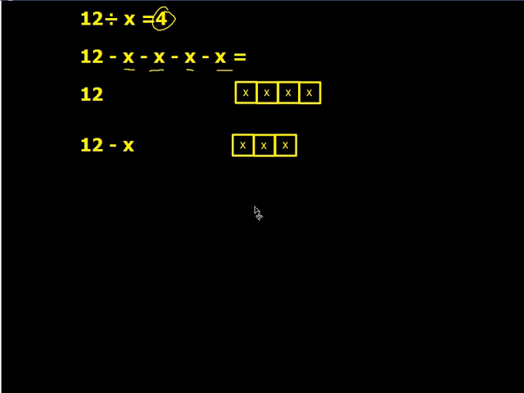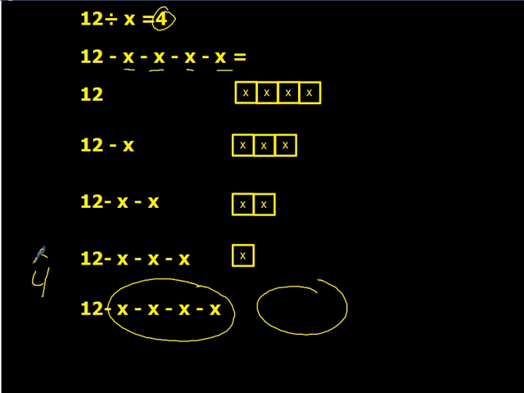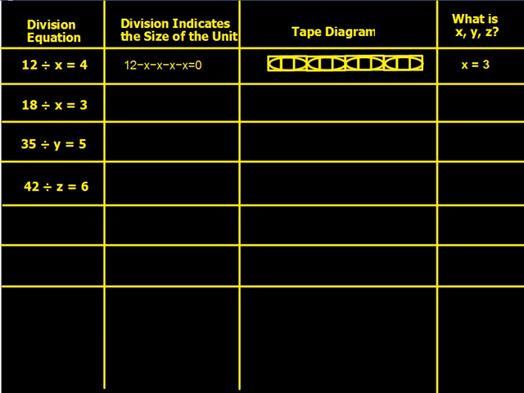We take away 1 x. Then we take away 2 x's. Finally, 3 x's, and then all together you take away 4 x's, and you'll note once again, no boxes left. We subtracted x 4 times. 4 is our quotient. We'll go on to the exercises.